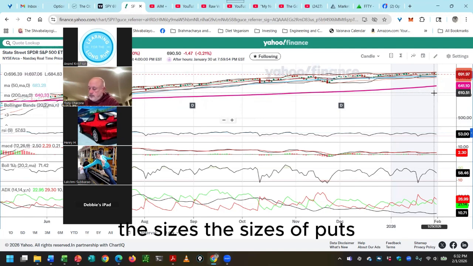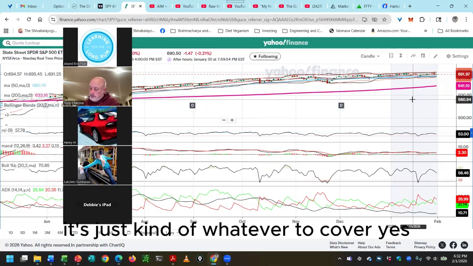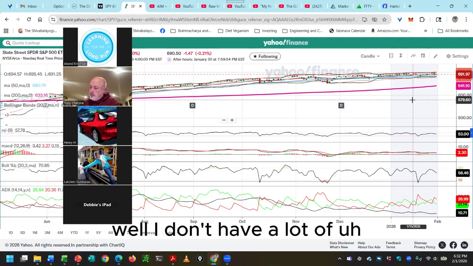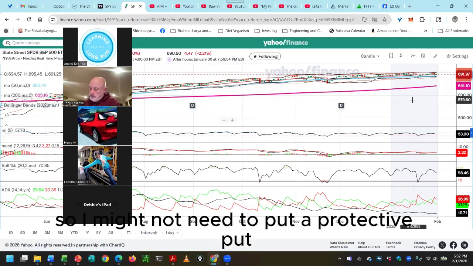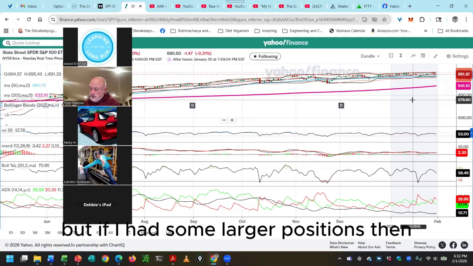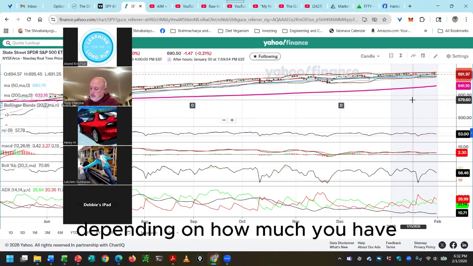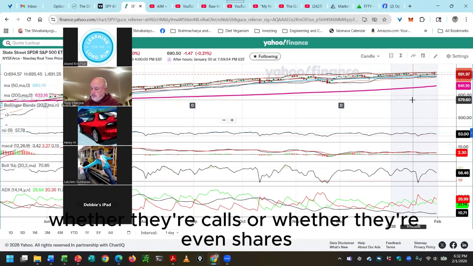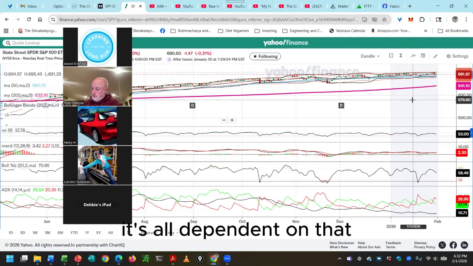The sizes of puts are not 10 contracts, they're not 20. It's just whatever covers your current holdings. You have to adjust it. If I don't have a lot of options open, I might not need a protective put. But if I had some larger positions, then it's a good time to put some in. Maybe you buy 2 or 3, depending on how much you have in your long positions, whether they're calls or even shares. It's all dependent on that.